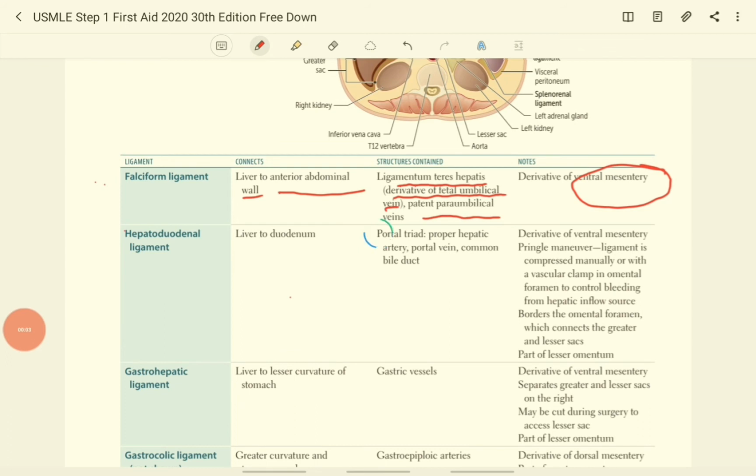The hepatoduodenal ligament is another ligament of the GI tract which connects the liver to the duodenum, and contains a structure called the portal triad, which consists of the proper hepatic artery, portal vein, and common bile duct. If there is any bleeding from these arteries, we can do a Pringle maneuver, in which the ligament is compressed manually or with a vascular clamp in the omental foramen to control bleeding. The omental foramen connects the greater sac and lesser sac, and is part of the lesser omentum.